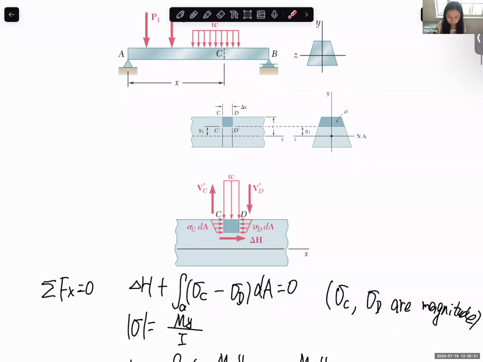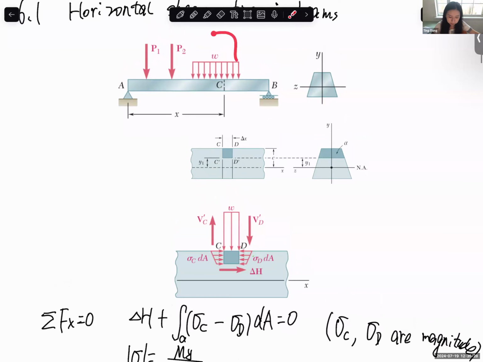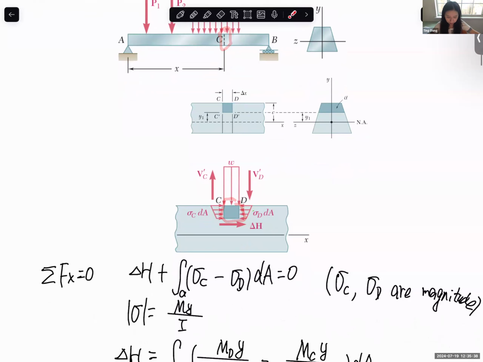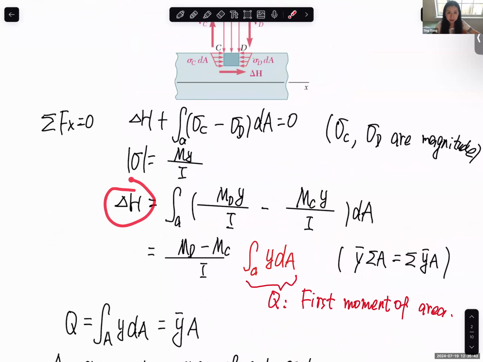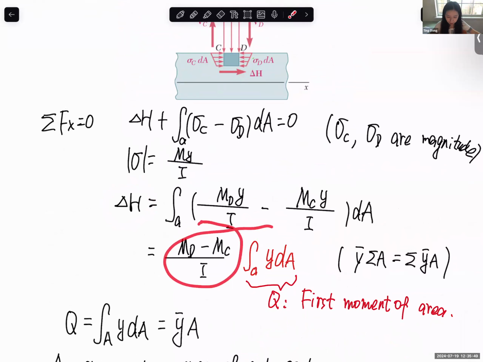So let's say for a general force, an external distributed force applied on the beam, we took a point C and took a small section around point C, and we did the free body diagram. Then we do the equilibrium equation, and we can see that the horizontal shear force dH here is equal to the difference of bending moments, divided by I, times this term. And this is the first moment of area.